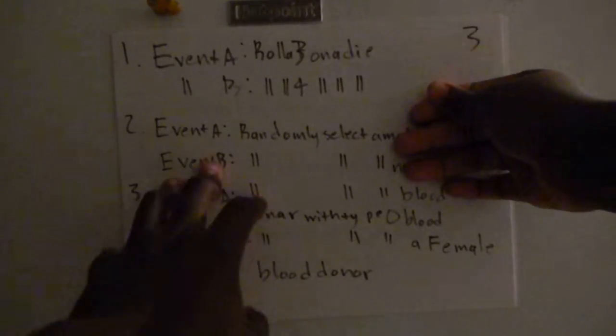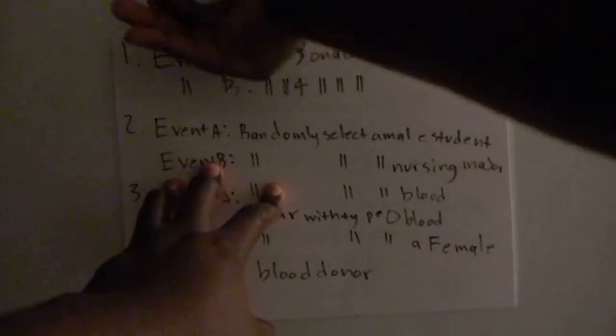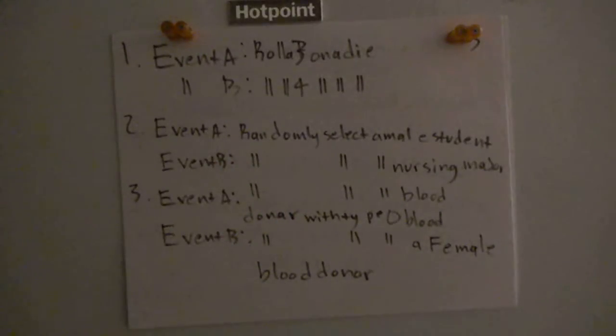For our first three examples, event A in number 1 is rolling a 3 on a die, and event B is rolling a 4 on a die. These events are mutually exclusive because they could never happen at once. The probability would be 0, or impossible.